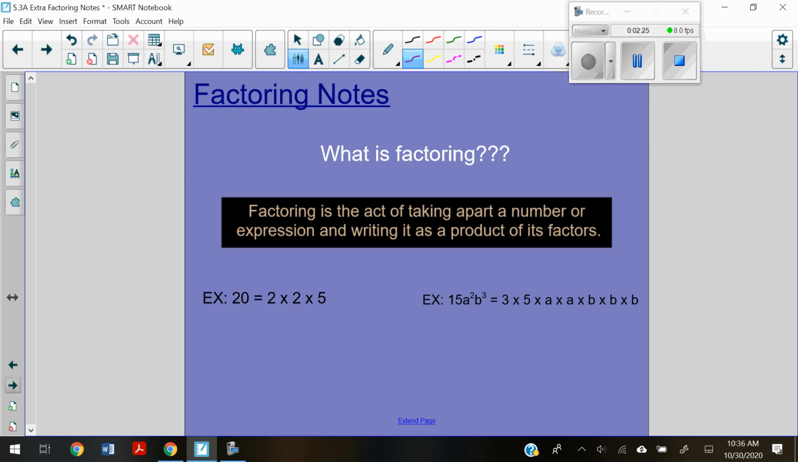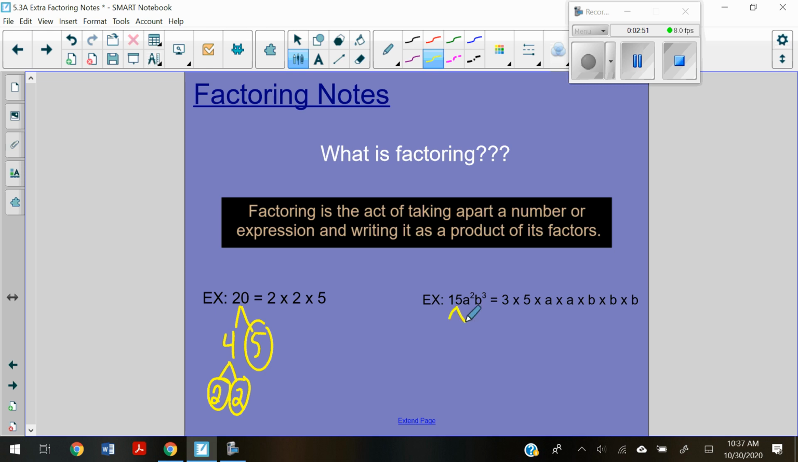All right, so let's just remind ourselves about factoring. Factoring is the act of taking apart a number or an expression and writing it as a product of its factors. So like 20, and now remember we did factor trees too. So 20 is going to break down into like 4 and 5. 4 breaks down into 2 and 2. So my factors that I can't break any farther are 2, 2, and 5.